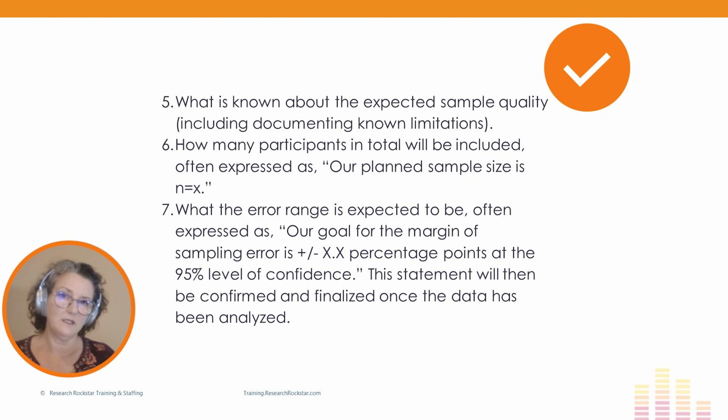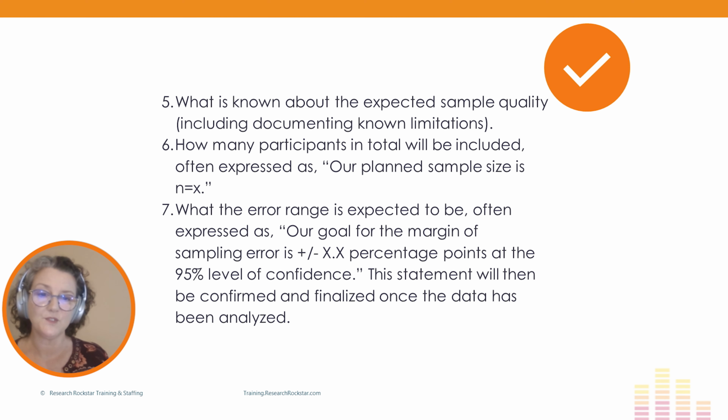We also will often, in sampling plans, want to say something about what the error range is expected to be. This will have to be finalized after we look at our data. And obviously this part only applies to survey research. It will not apply to qualitative. But if you are doing survey research, you typically are going to have something in your sampling documentation that says, our goal for the margin of sampling error is plus or minus X% at the 95% confidence interval level, right? Just to say, this is what we're planning for, this is what we're aiming for. And you will know that if you're doing survey research because that will have been a consideration as you decided what your sample size should be. So those things kind of go together.